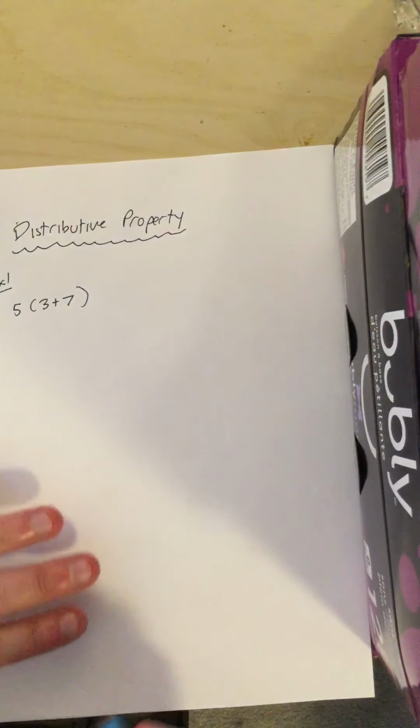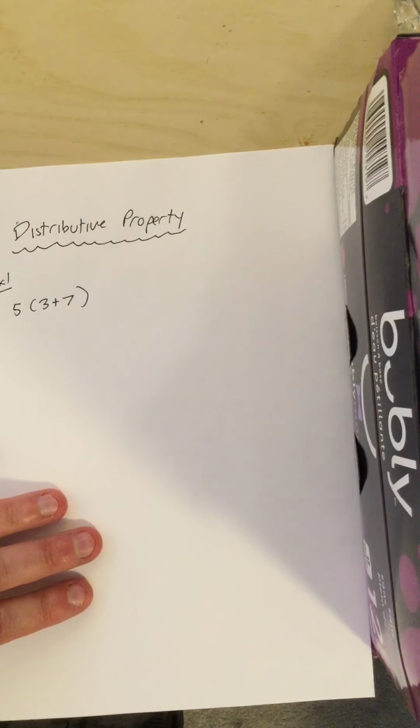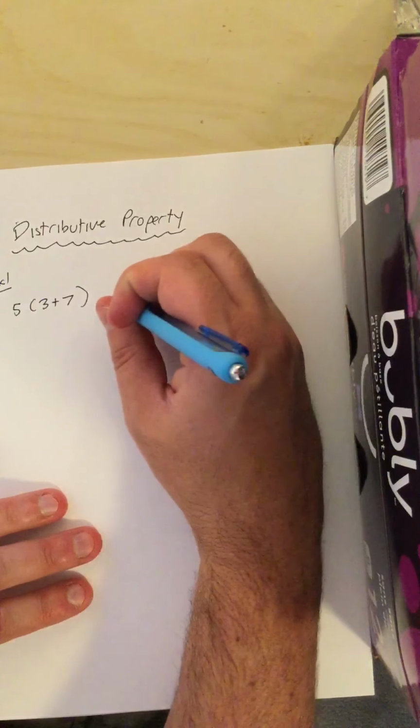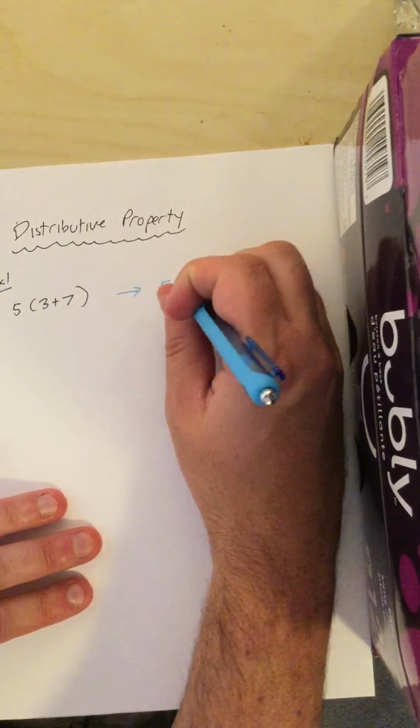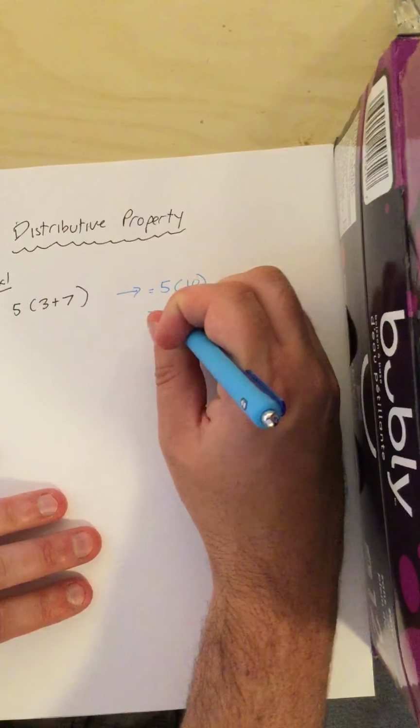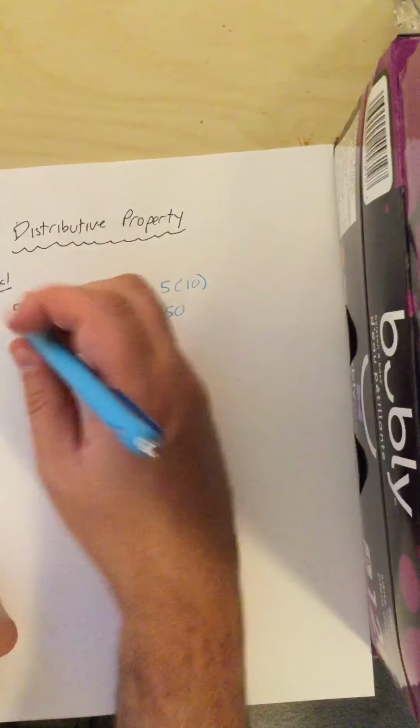Now what we could do, technically, if we were going to follow BEDMAS, is say that 3 plus 7 is 10. So this would become 5 times 10, and 5 times 10 is 50. But we're going to do it in a different way.